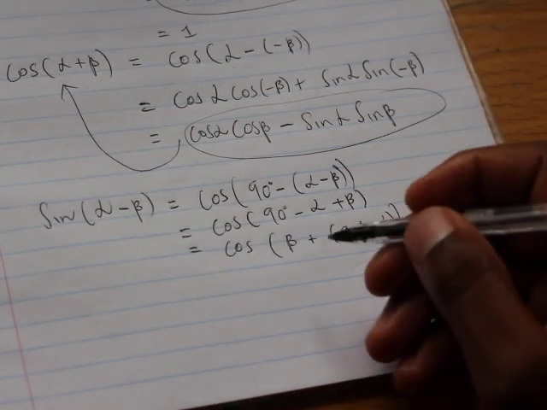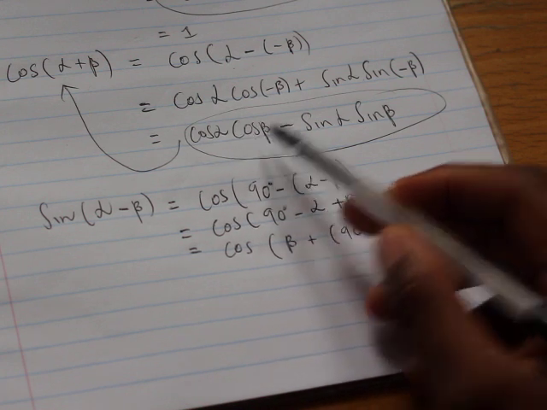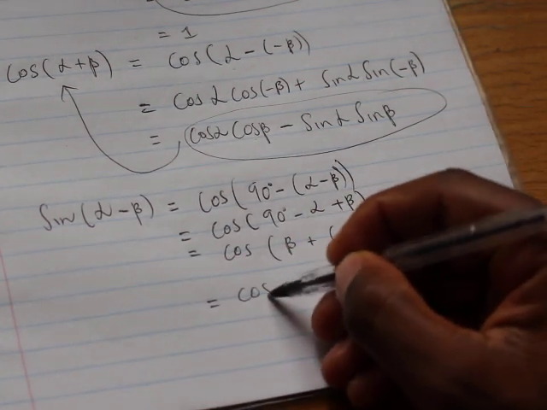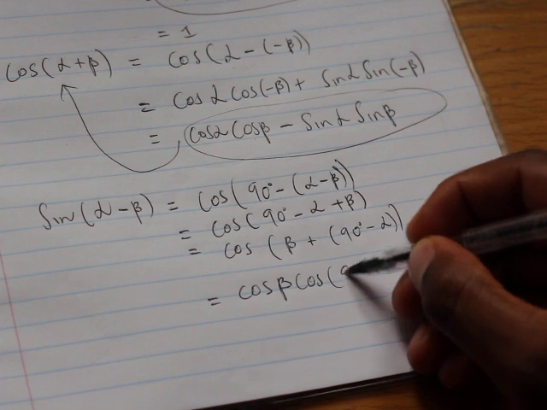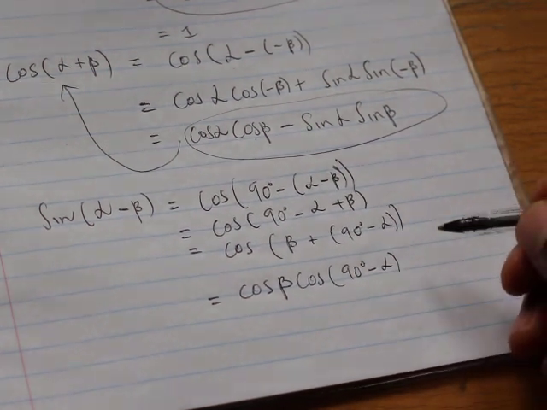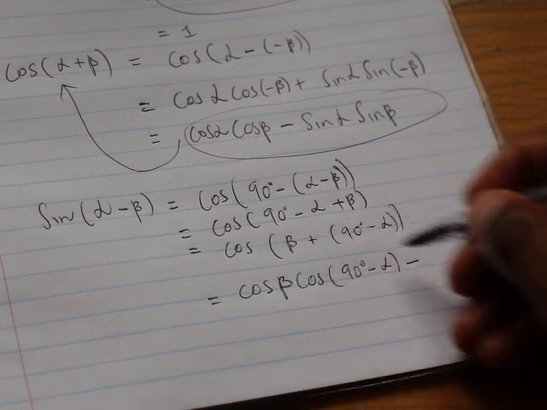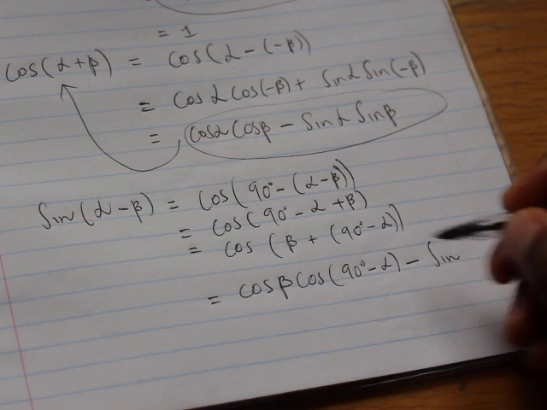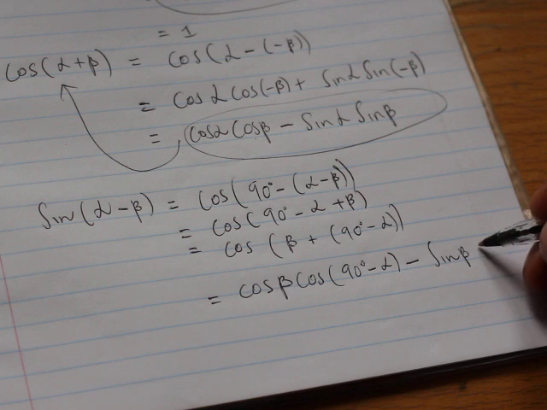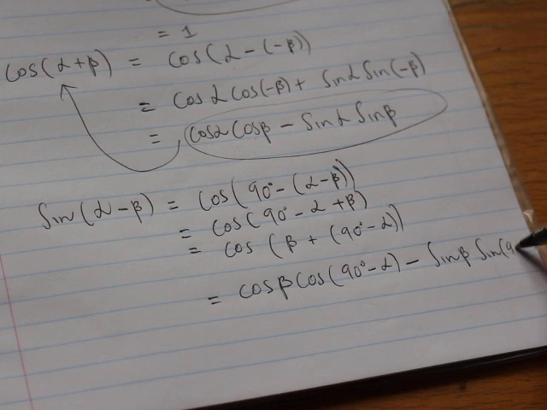So we're going to have cosine of the first angle, which is beta, and then cosine of the second angle, which is 90 degrees minus alpha. And then it says minus in between, so minus. If it's plus here, then here becomes minus. Therefore, minus the sine of the first angle, which is beta, and then the sine of the second angle, which is 90 degrees minus alpha.